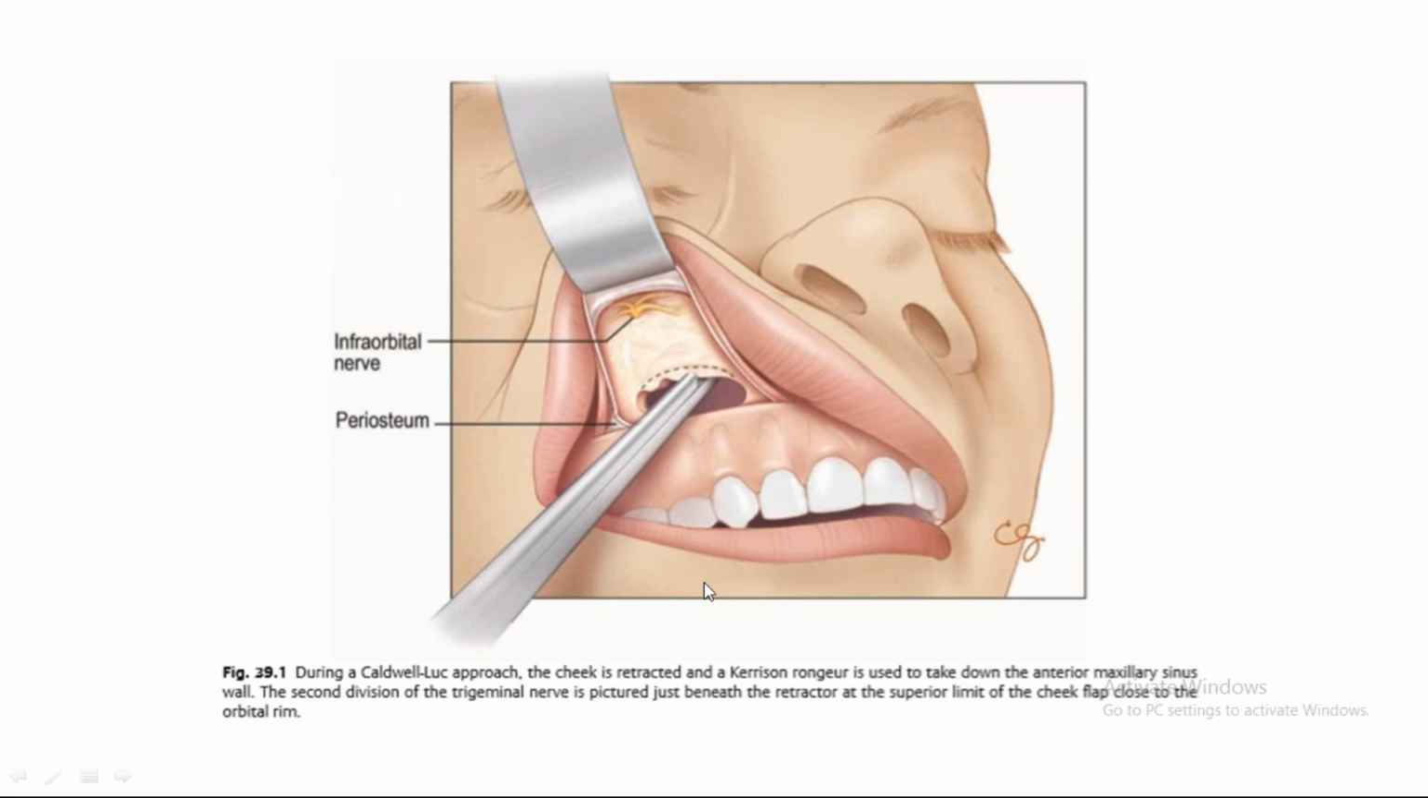Here you can see this is the infraorbital foramen, which you see. This is the Army Navy retractor. You can use two, one over here and one over here. Then after making the first opening with the help of a gouge and mallet, you can use this instrument known as the Kerrison punch or bone punch. Here you just nibble away the bone and make a circular opening.